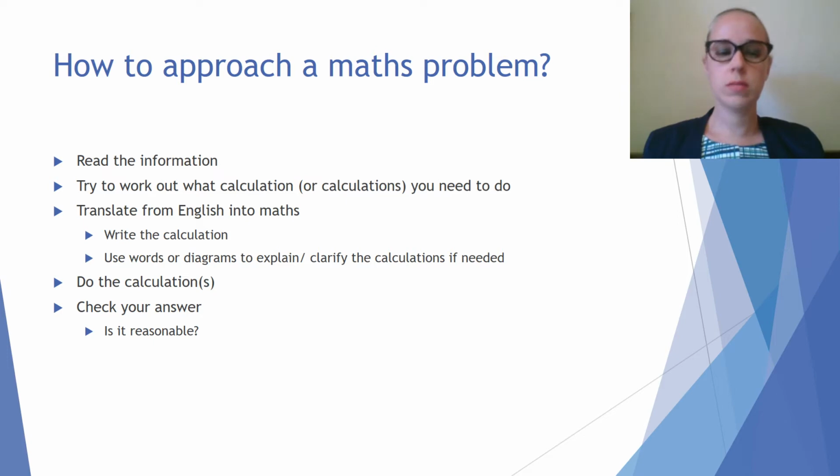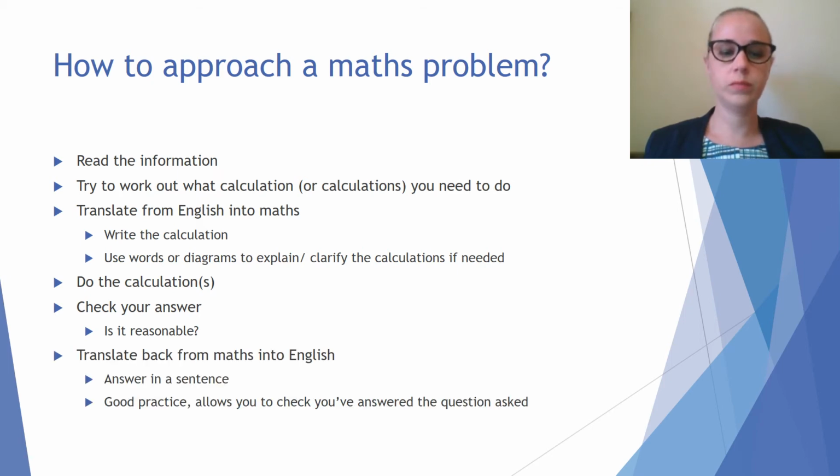If your answer was something like, how much bread does a family of 4 need for a week, and you were given some information, and your answer was that they need 7,659 loaves of bread for 1 week, then that makes you think, perhaps I've done something wrong with my calculations, because that is just completely unreasonable. So you need to check your answer and think, does it make sense? Is it reasonable? Does it fit the context of the question?